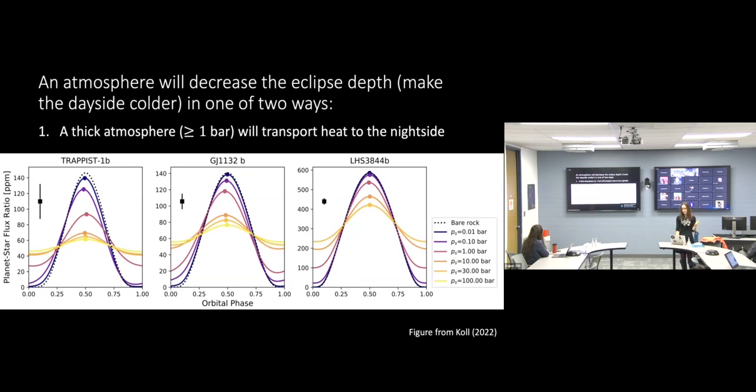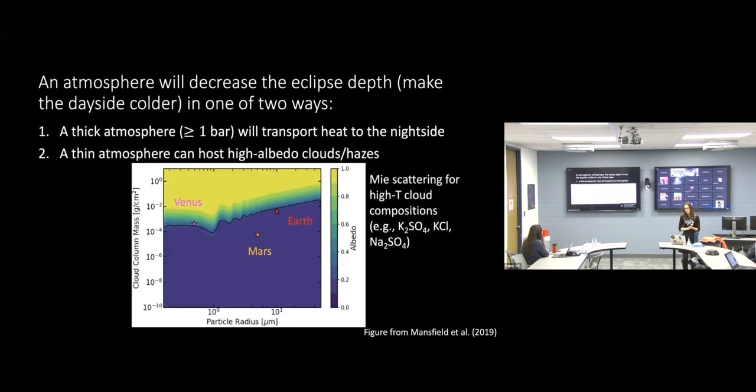All right, so one way that an atmosphere makes the day side colder is through transporting heat around to the night side. Then the second way an atmosphere can make the day side colder is that it can have high albedo clouds or hazes. So this plot is showing the expected albedo from clouds made of different particles with particle radius on the x-axis and the cloud column mass on the y-axis. And to kind of guide your eye, the stars here indicate typical cloud parameters for Earth, Mars, and for the high altitude hazes that form in the upper layers of Venus's atmosphere.